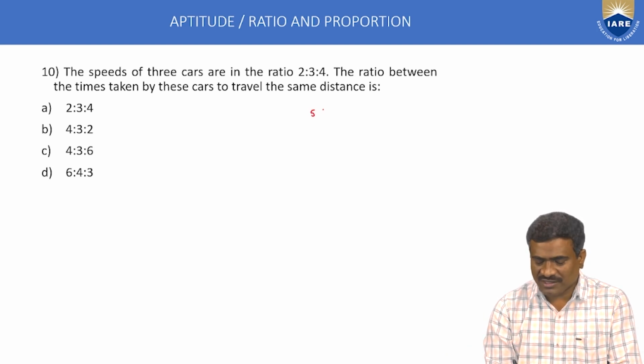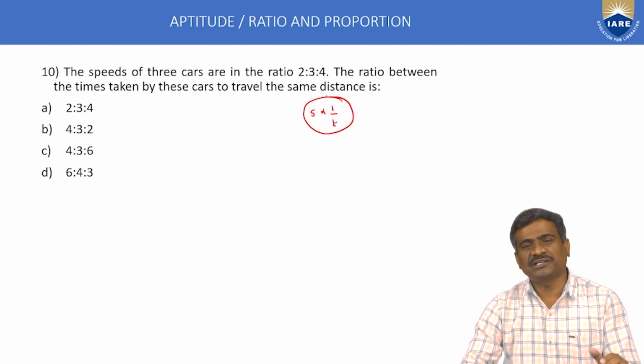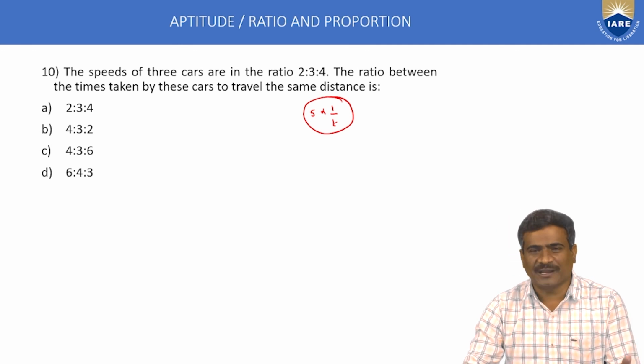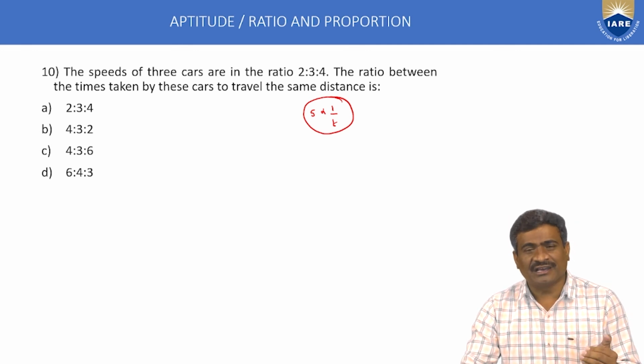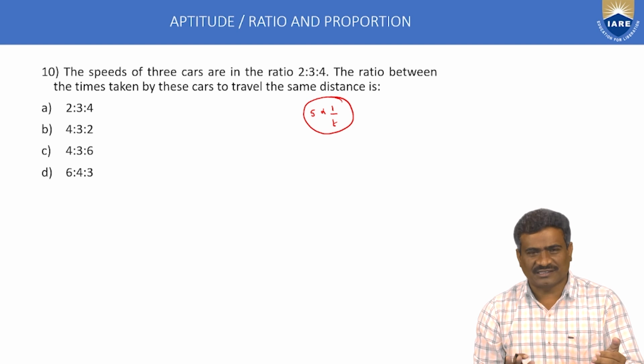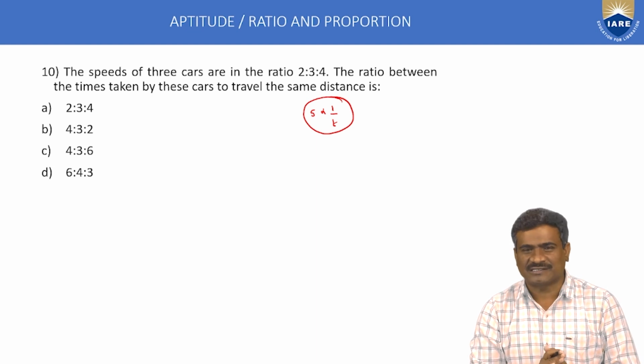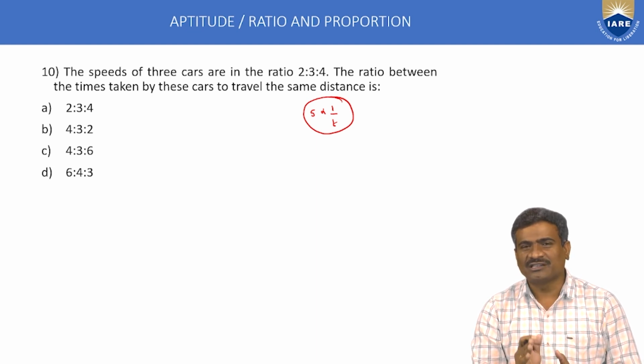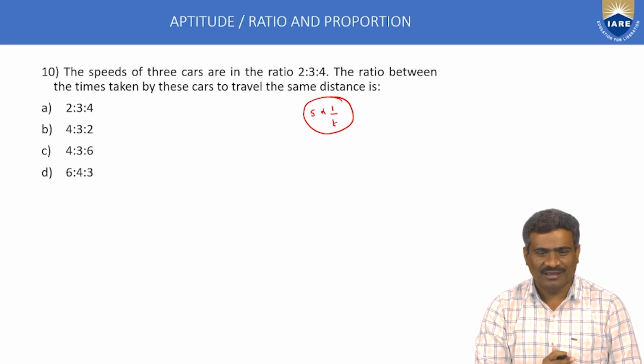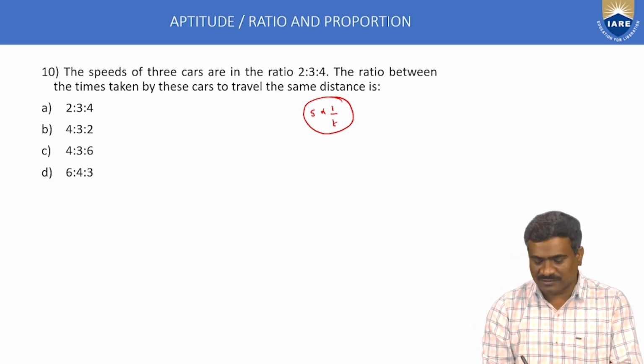We know that speed is always inversely proportional to time. Application of time, distance and speed: if speed increases, time decreases. Speed decreases, time increases. That application is called inverse. We know that speed and time are applicable only by the inverse method. Now here apply the inverse method.